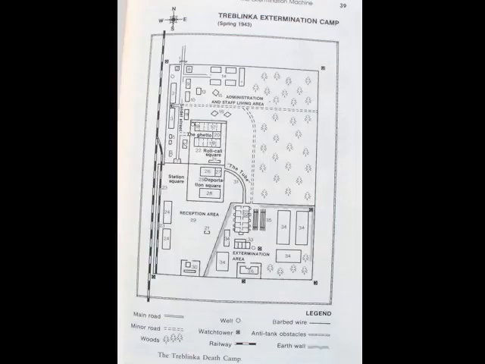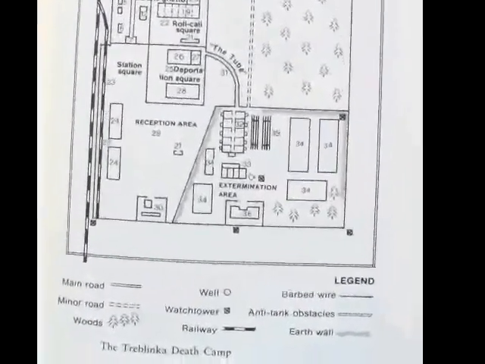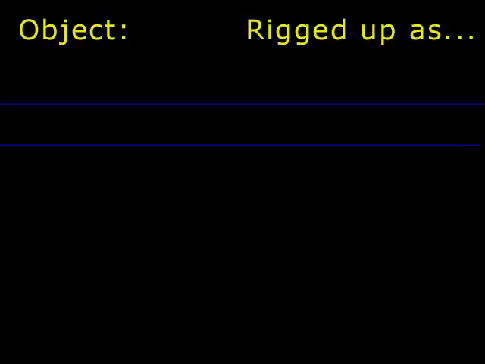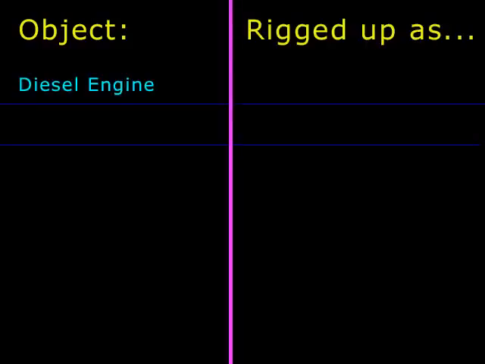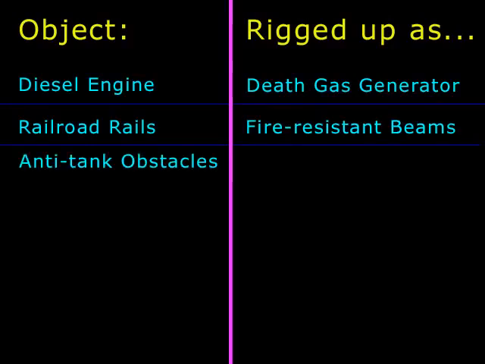Back to the Treblinka map, let's examine the likelihood that anti-tank obstacles strung with barbed wire had nothing to do with tanks, but rather were the best way to keep people inside the camp. But consider that too many things are doubling for other things in the Treblinka story. A captured Soviet tank motor doubles as a death gas generator. On the cremation grill, railroad rails double as heat-resistant alloy beams. And now anti-tank obstacles double as a death camp fence.